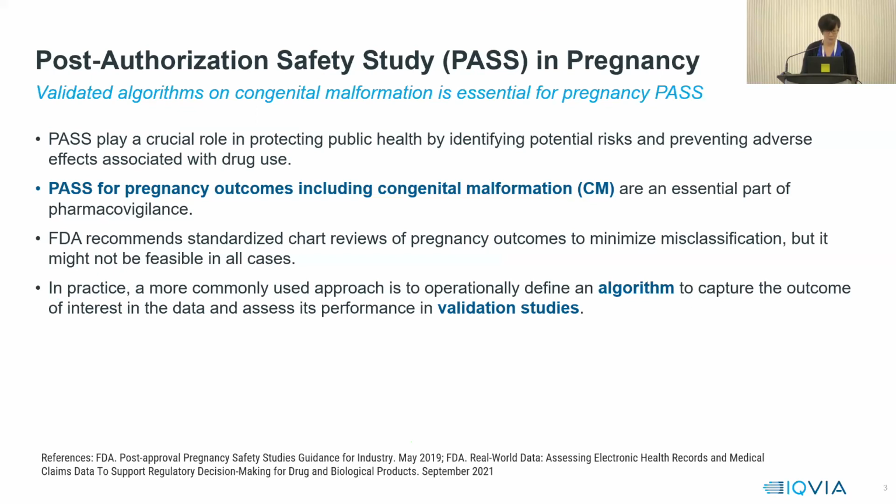So FDA recommends standardized chart review of pregnancy outcomes to minimize misclassification, but this might not be feasible in all cases. So the next best scenario, and a more practical one, would be to operationalize the definition in the form of an algorithm to capture the outcome of interest, and then assess its performance in a validation study.